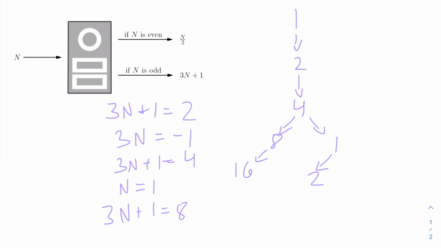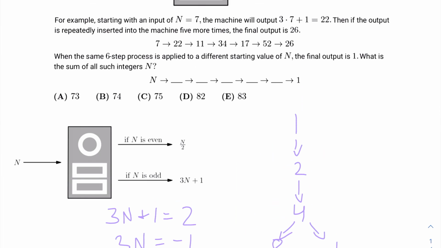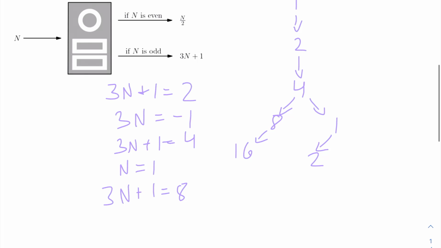So that's it. So let's count how many steps we've gone. We've gone 1, 2, 3, 4. And we need a total of 6 steps. So we only have 2 more steps. If we check 16 now, first we get 32, because we can divide 32 by 2.